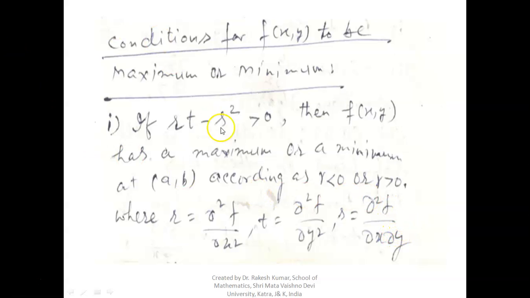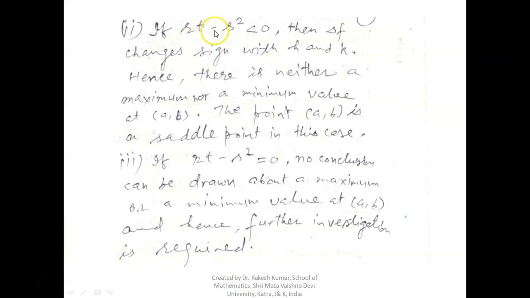Okay, so if rt minus s square is less than 0, then delta f changes sign with h and k. Hence, there is neither a maximum nor minimum value at (a,b). The point (a,b) is called a saddle point. If rt minus s square is equal to 0, no conclusion can be drawn about a maximum or minimum value at (a,b). Hence, further investigation is required.